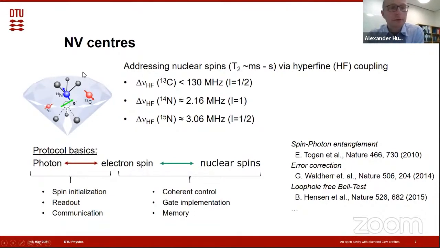And the nice part about nuclear spins is that they are about a factor 1,000 times weaker than the electron spin in how they actually interact with the environment. So at room temperature, I have nuclear spins which have a coherence time in the range of milliseconds to seconds. And those nuclear spins again can be coupled via the hyperfine interaction to the intrinsic electron spin of the NV center. This coupling strength is in the range of megahertz, so a few megahertz up to 130 megahertz for carbon 13.